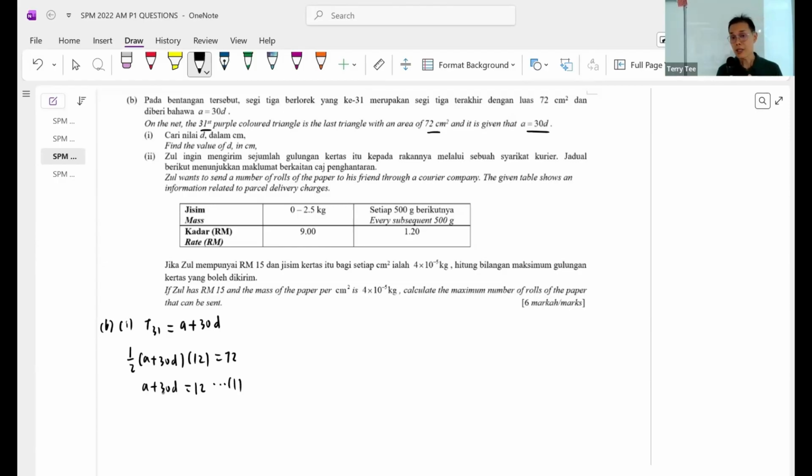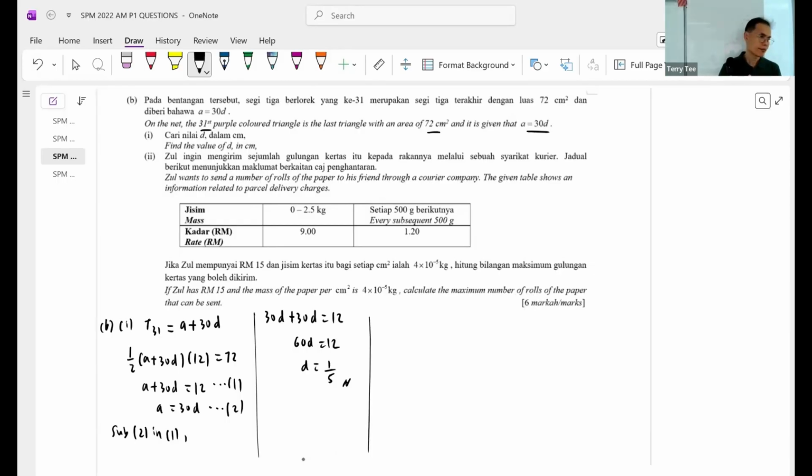Equation 1. Then you have the second equation. What's your A? A is 30D. Equation 2. Where do I get this from? From here. Right? A is 30D. So we are going to sub 2 in 1. Yeah. 30D plus 30D equals 12. 60D is 12. D is 12 divided by 60, 1 over 5. 1 over 5 is 0.2. Okay, this part I think it's not too difficult.